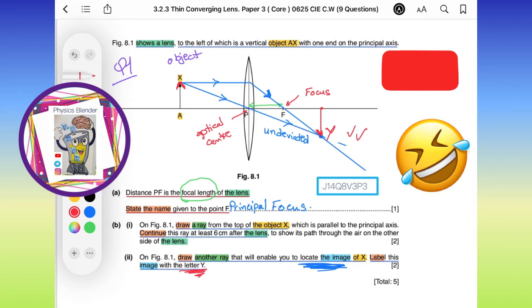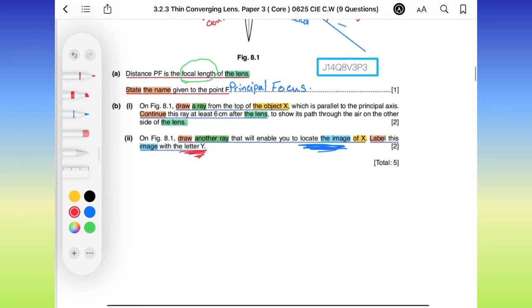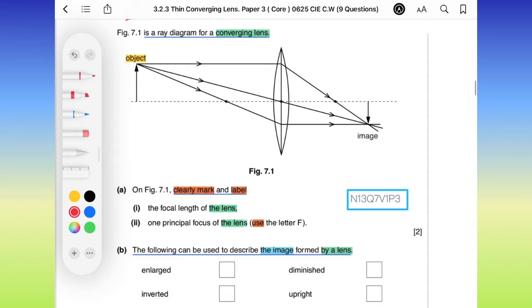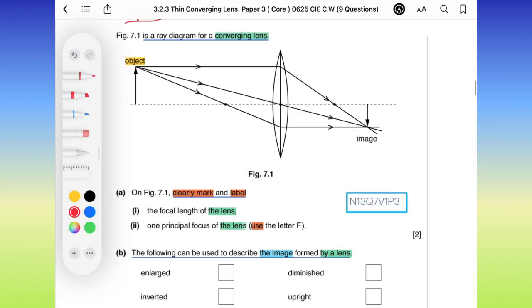Okay, guys, is it clear? The image is located where the refracted rays intersect. Okay, question number 2. We have a diagram showing a converging lens, and you have to clearly mark and label the focal length and the principal focus, because we have a principal focus on the right side and one on the left side of the lens. Use letter F. You can label here F, or here also F.